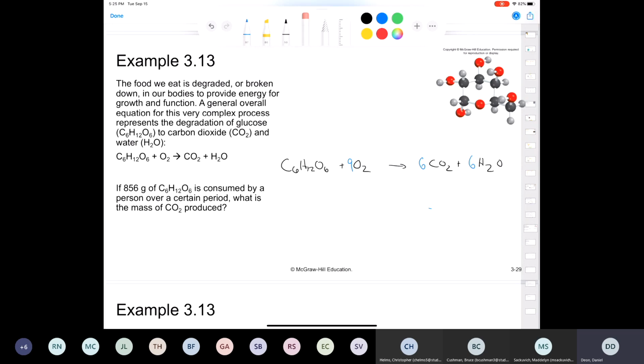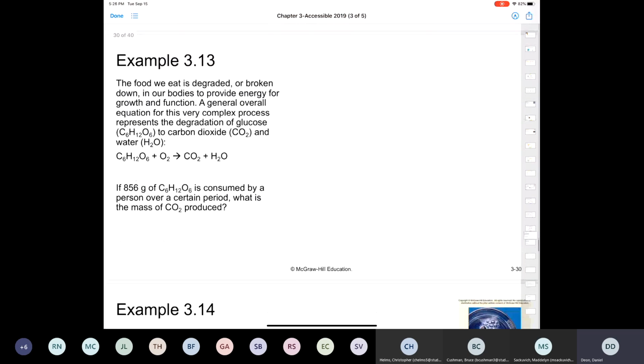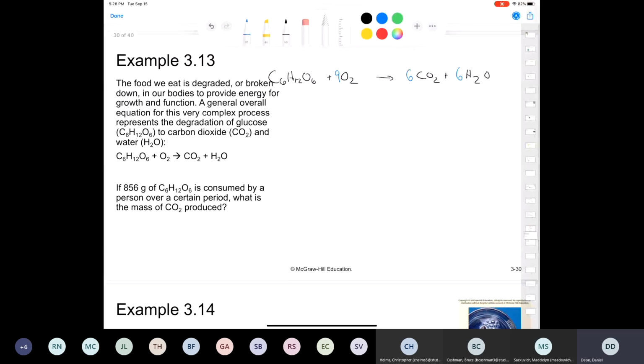Now I'm going to take that balanced equation and I'm going to solve this part of the question right here. If I start out with 856 grams of glucose, how many grams of carbon dioxide am I going to make? Well, let me start by copying all this over here. So let me copy this guy. There we go. Copy. And then we'll move it over here. All right, so let's do some dimensional analysis.